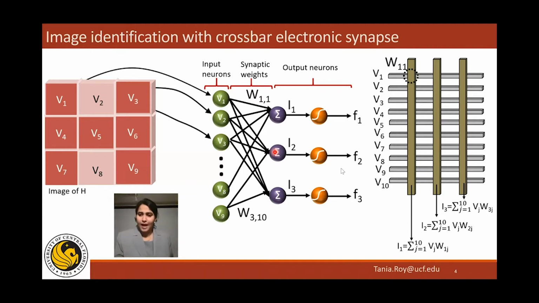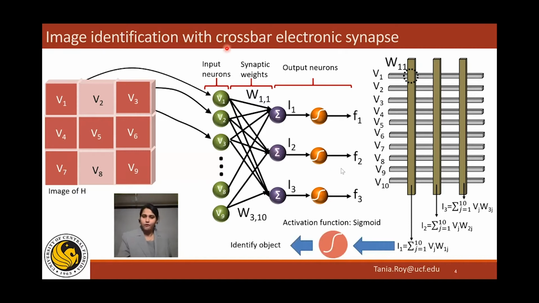So that's the first step. Then the current has to be fed into this orange ball, the activation function, which simplistically could be a sigmoid function, where we say if the current is below a certain value, I don't identify anything, I don't know what it is, and if it is above a certain value, it's this particular letter or this particular object. So this is how the whole neural network will be realized on hardware.